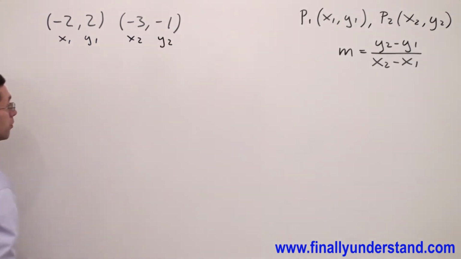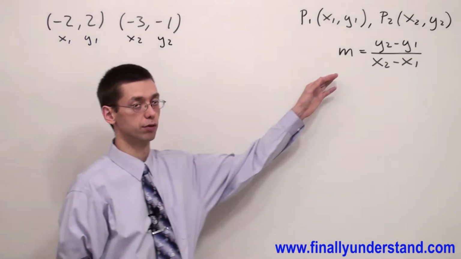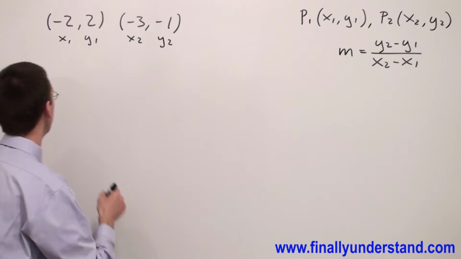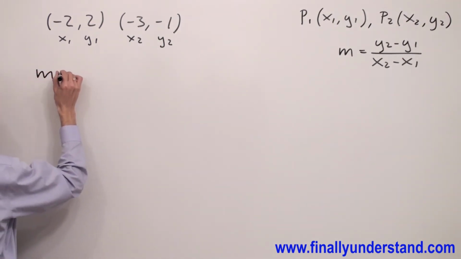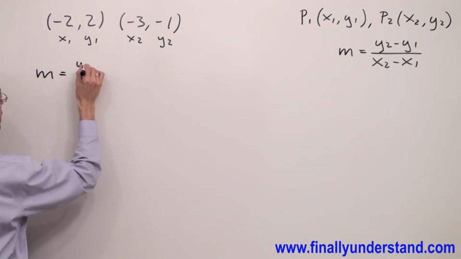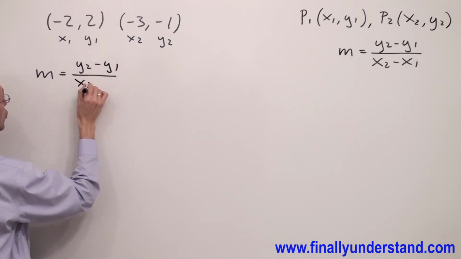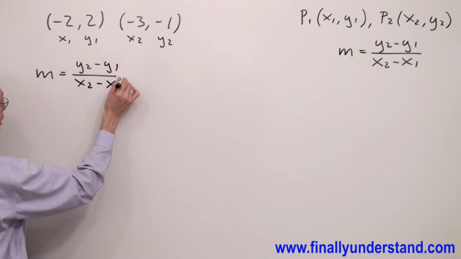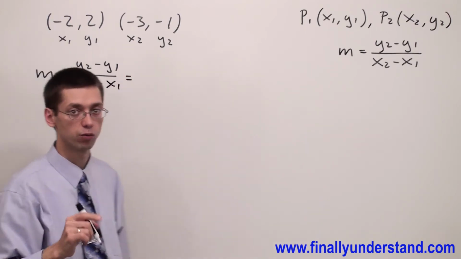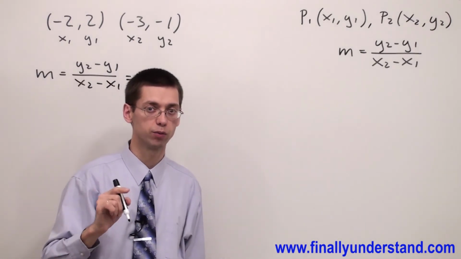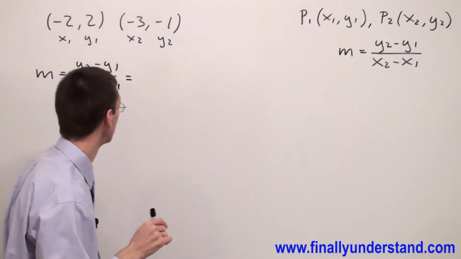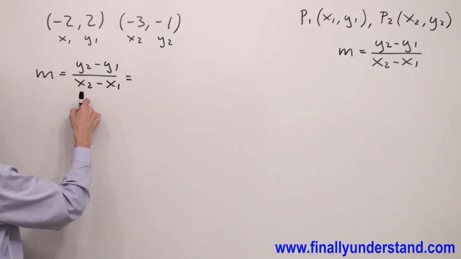I have to find the slope. I'm going to use the formula for slope. I have m equals y2 minus y1 over x2 minus x1. Always write the formula first. It doesn't matter if you remember or don't remember. It's always good to write the formula first.